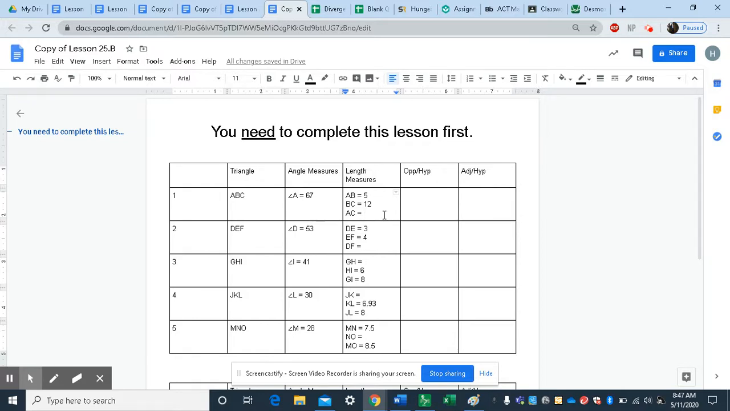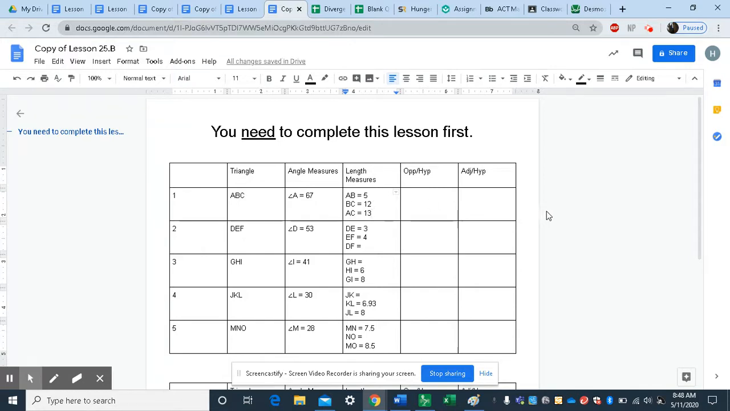So we know 5 squared is 25. And we're going to add that to our B, which is 12. So we're going to do 12 squared, which is 144. So we're going to do 25 plus 144, and we get 169. So in order to find that third side, we're going to take the square root of our answer. When we add 25 and 144 together, we get 169, and the square root of 169 is 13. So our missing side is 13.